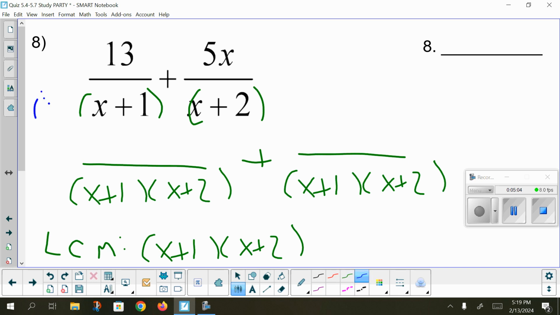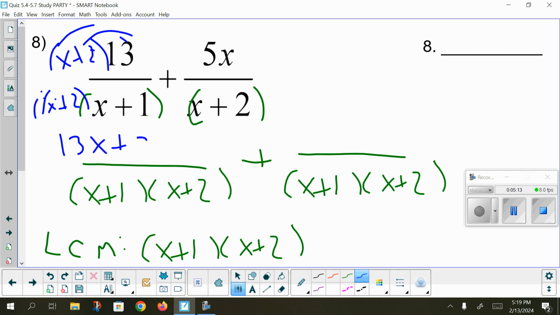So you're going to need an x plus 2 here, and you're going to need an x plus 2 here. Whatever you do in the denominator, you have to do in the numerator to keep everything balanced out and not change any value. And then you'll need an x plus 1 here, so you'll need an x plus 1 here, and that'll distribute as well.